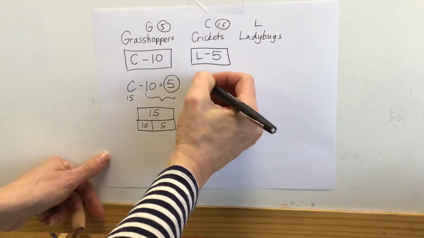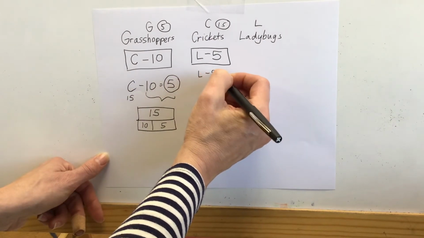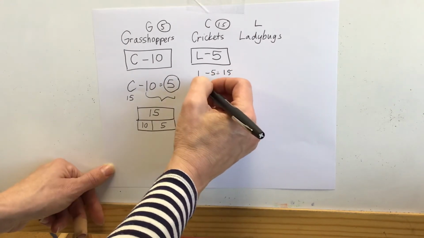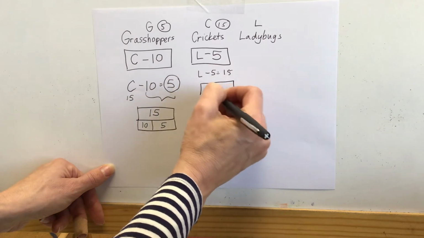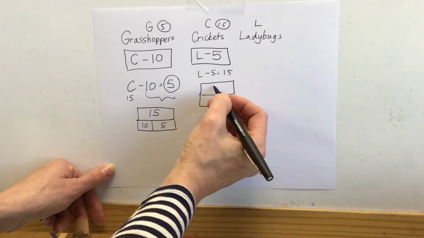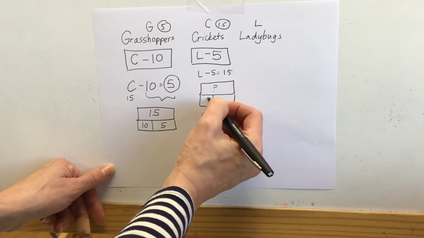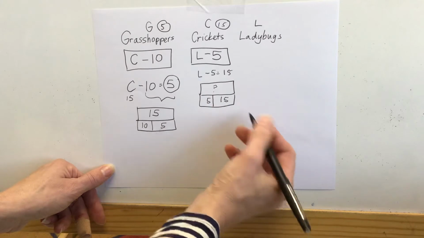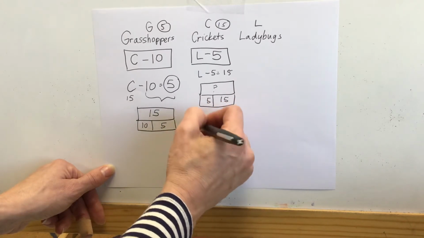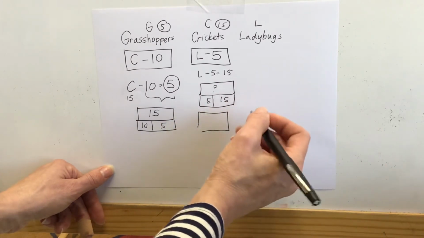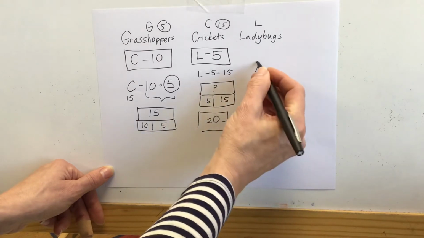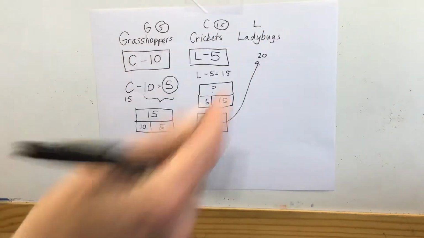So if ladybugs minus 5 equals 15 crickets, we have to figure out what that L is. So what we can do is we can do our total amount is a question mark, and our two parts are 5 and 15. So we know that 5 plus 15 equals 20, correct? So we know that he has 20 ladybugs.